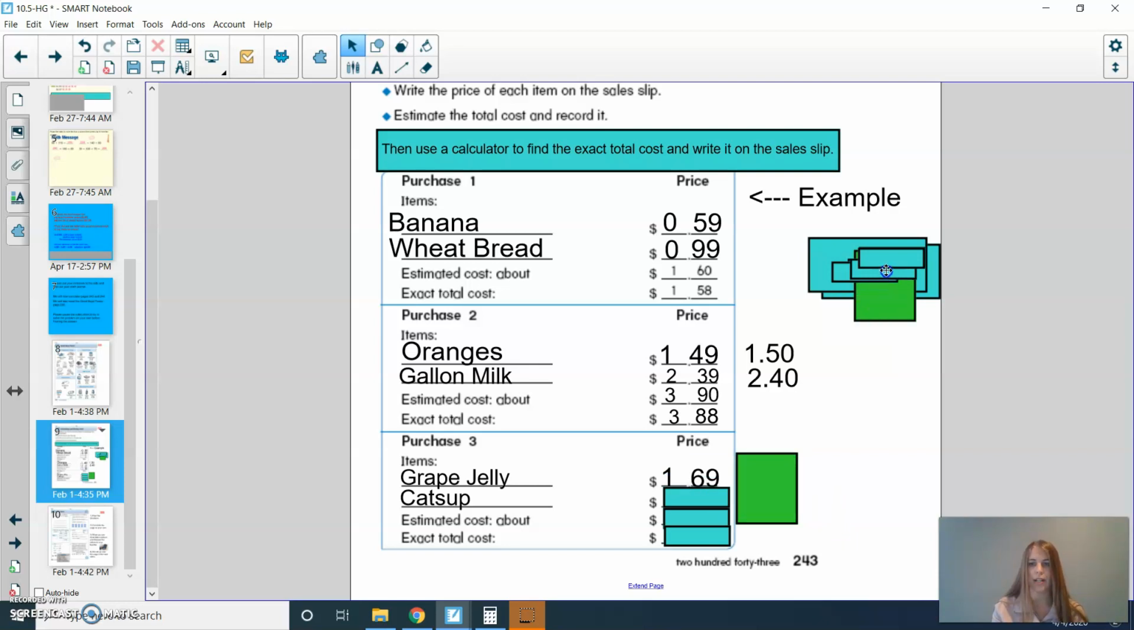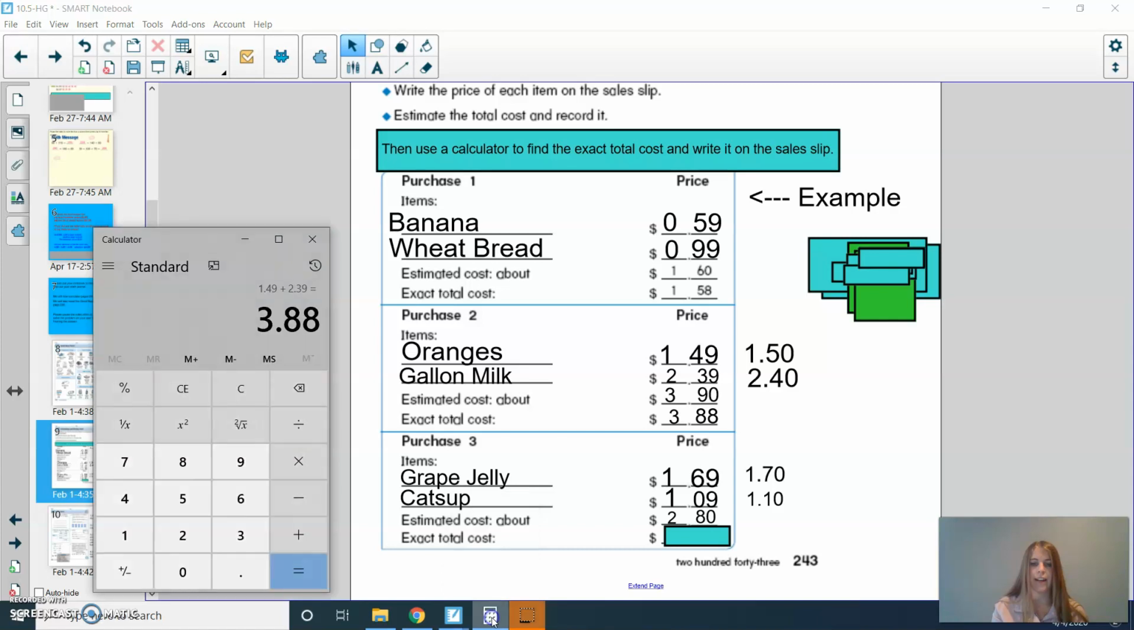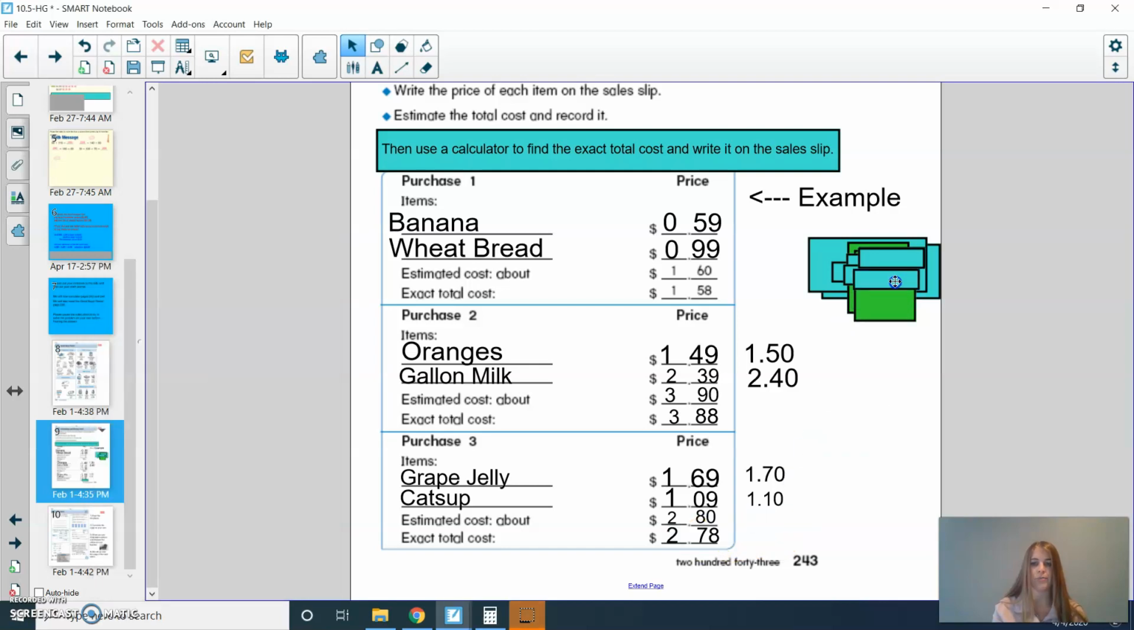Grape jelly costs $1.69. Ketchup costs $1.09. My estimate, I did $1.70 plus $1.10, giving me a total of $2.80. Now to find the exact cost, I'm going to type in 1.69 plus 1.09 to get my total of $2.78. So my exact total cost was $2.78. If you have any questions on this page, please feel free to ask either someone at home or also ask your classroom teacher.